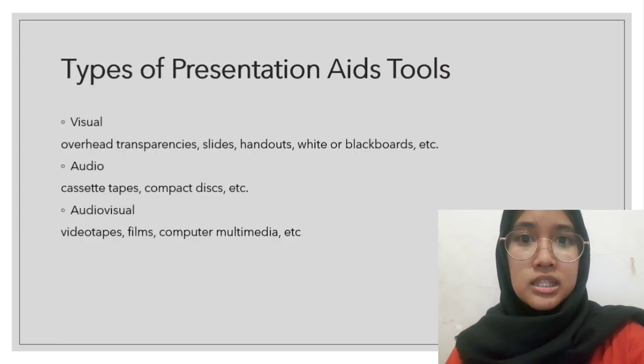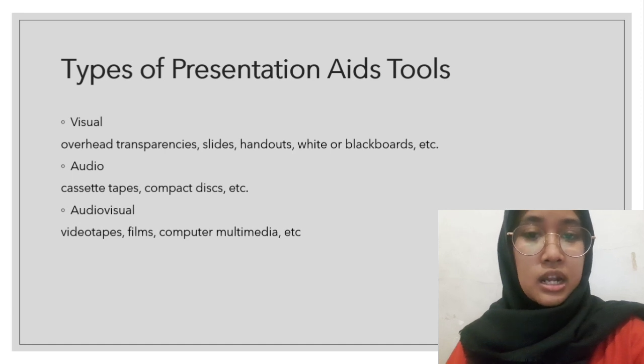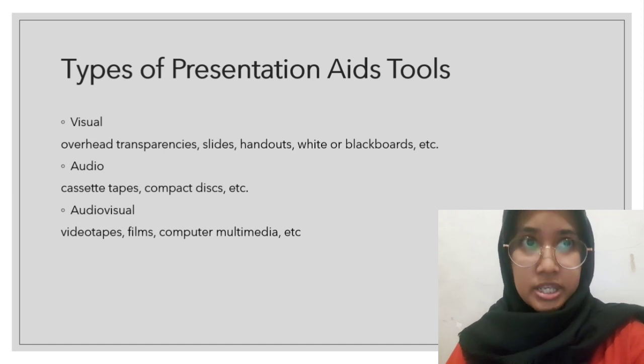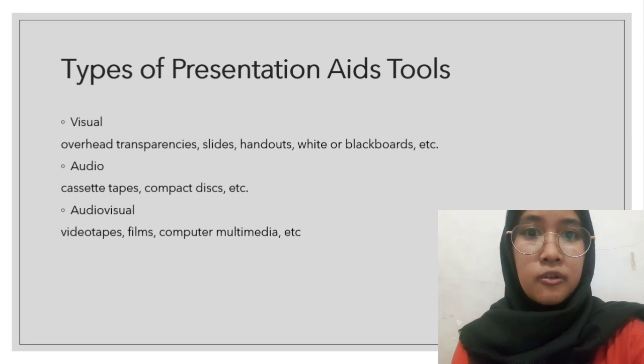The next slide is types of presentation aid tools. First is visual. Visual presentations are presentations that use electronic media such as a computer in conveying a problem to the audience. For example, overhead transparencies, slide handouts, white or blackboard.